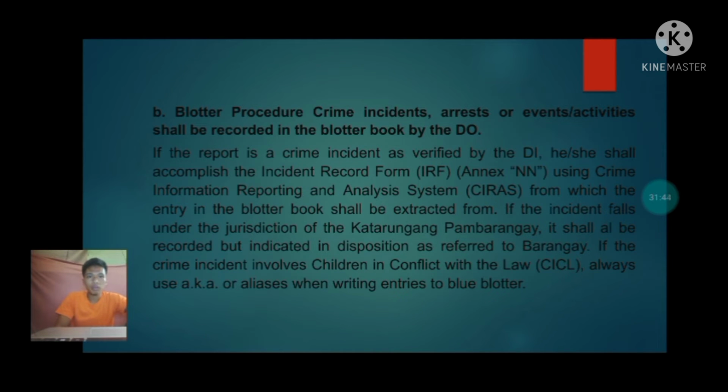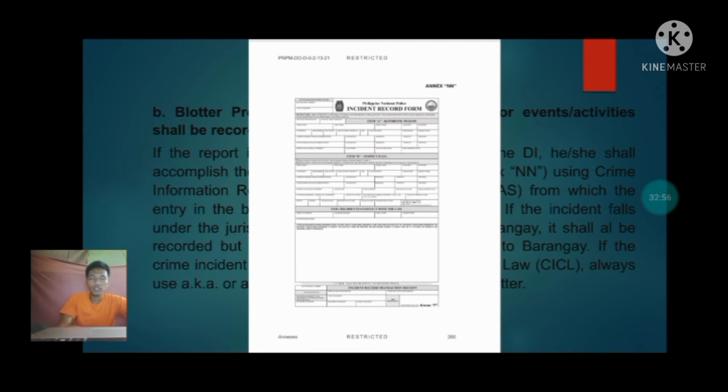Letter B is blotter procedure. Crime incidents, arrests or events and activities shall be recorded in the blotter book by the DO. If the report is a crime incident as verified by the DI, he or she shall accomplish the incident record form using the crime information reporting and analysis system, from which the entry in the blotter book shall be extracted. If the incident falls under the jurisdiction of the Katarungang Pambarangay, it shall still be recorded but indicated in the disposition as referred to the barangay. If the crime incident involves children in conflict with the law, always use AKA or alias when writing entries to the blue blotter. This picture is an incident record form.